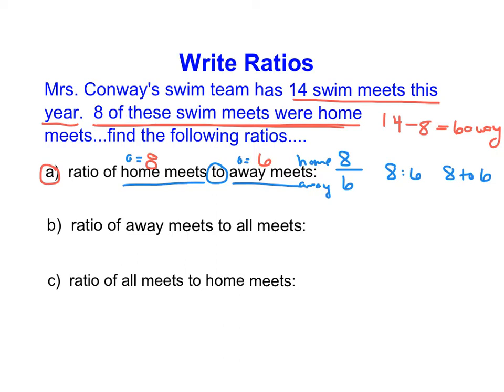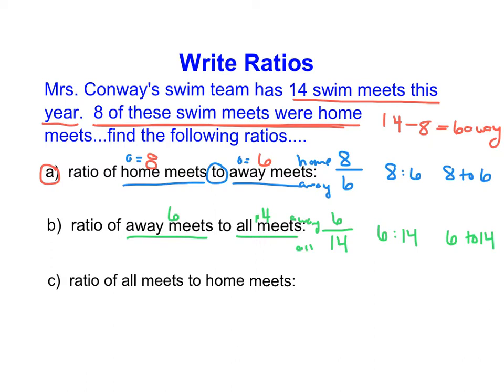Now in the second part, in part B, we can see that we have the ratio of away meets to all meets. So I know that away meets is 6 and all meets is 14. So again, order matters. So we'll do 6 to 14. That's away to all. Or you could write it using a colon, 6 colon 14, or 6 over 14. So either one of those three would work.